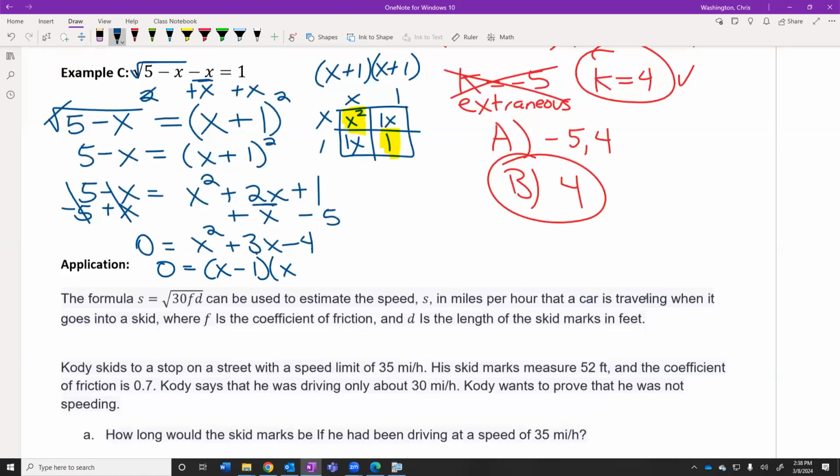Negative 1 and positive 4. So our 2 possible solutions are going to be x equals positive 1 and x equals negative 4. We have to switch those signs because we would add 1 to both sides. We would subtract 4 from both sides. Now, do they both work? They might. They might both work. We need to plug them in and check. Plug in 1, it's going to work. Plug in negative 4, it is not going to work.